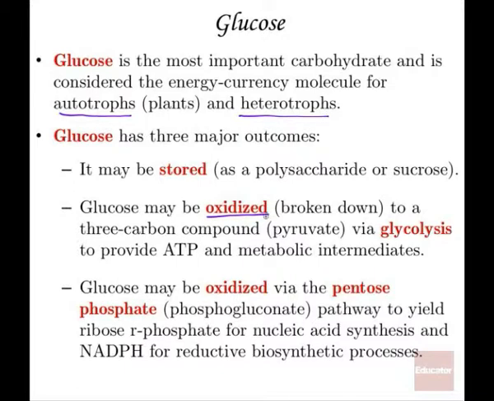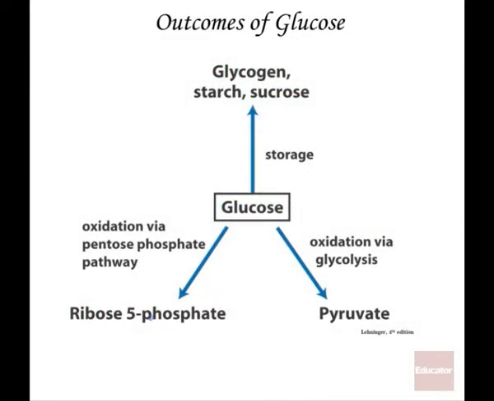It means broken down. It can be broken down through glycolysis, and it can be broken down through this pentose phosphate pathway, and I have a picture on the next slide. The pentose phosphate pathway is the pathway by which we produce sugars that get combined in nucleic acids. And more commonly, we oxidize glucose into pyruvate.